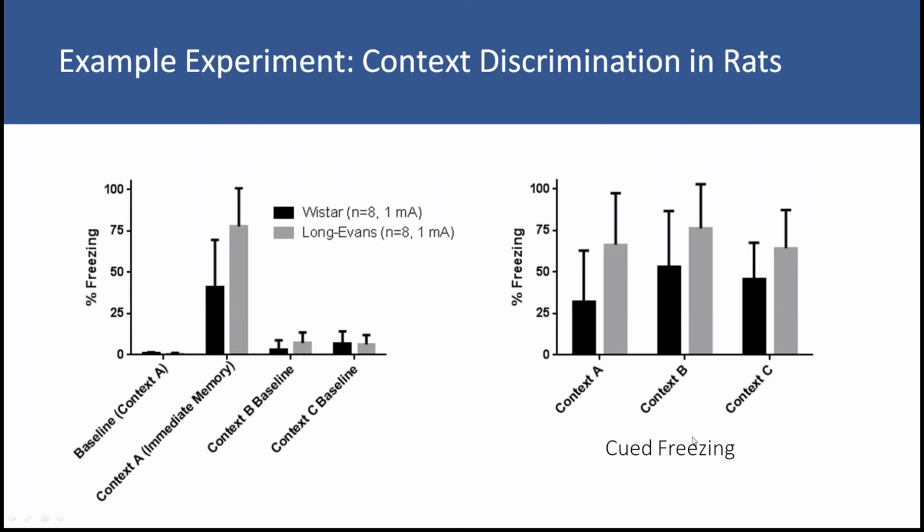With the acute freezing test, we see high freezing in both strains of rats in all contexts. So when we play the conditioning tone in context A, the training context, we see significant freezing in both strains of rats, and the same thing in the additional test contexts B and C.